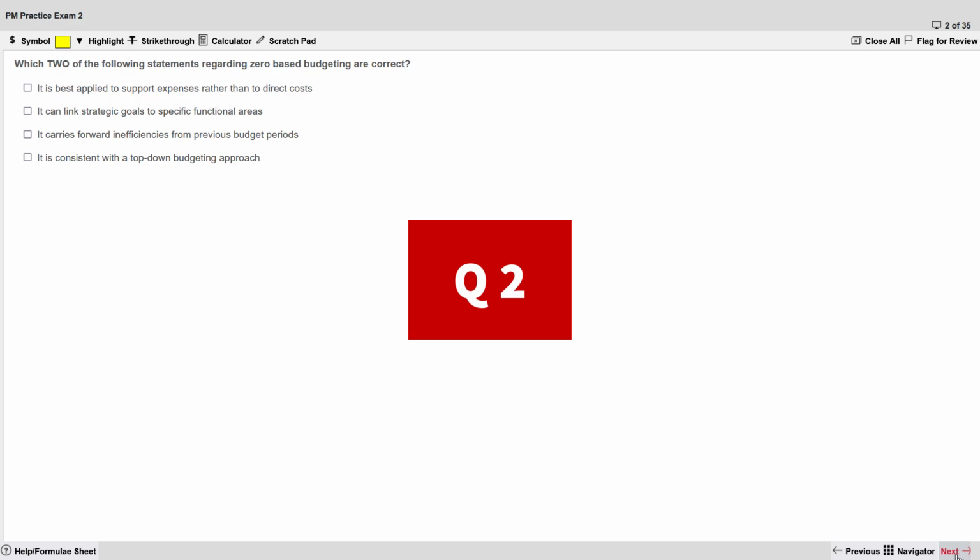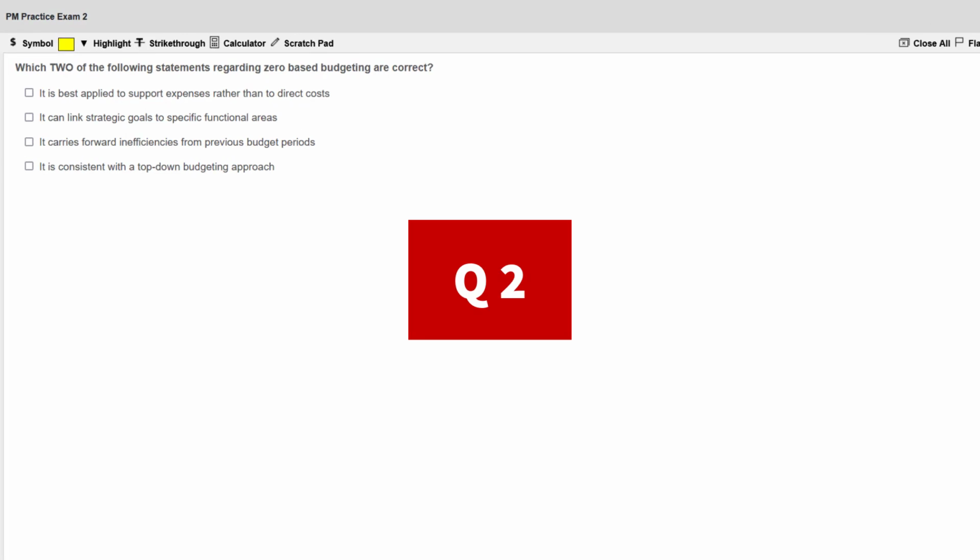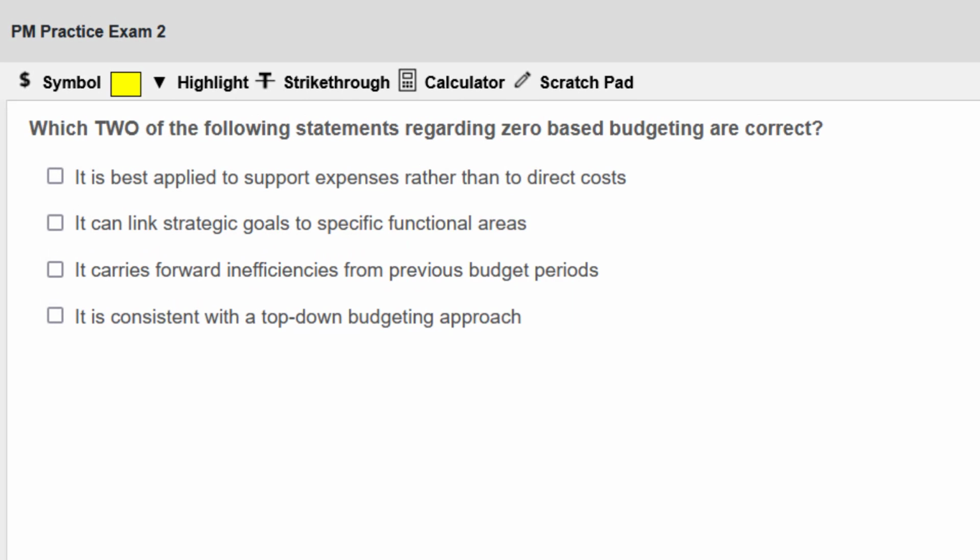Moving on to question 2. Which 2 of the following statements regarding zero-based budgeting are correct? When you're doing a question like this, remember that the distractors will not just be random statements. They need to be plausible somehow. So if we reverse engineer this from the perspective of the question writer, the incorrect answers are coming from other types of budgeting.